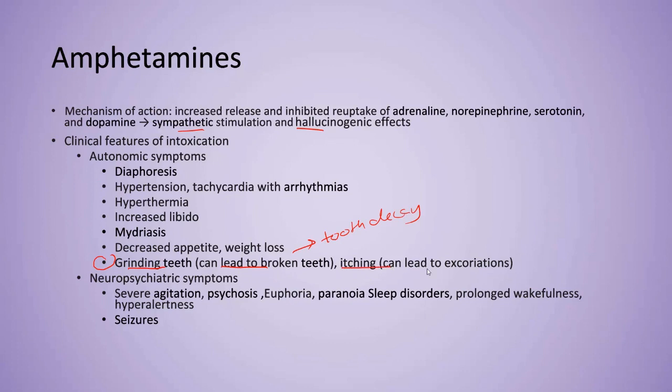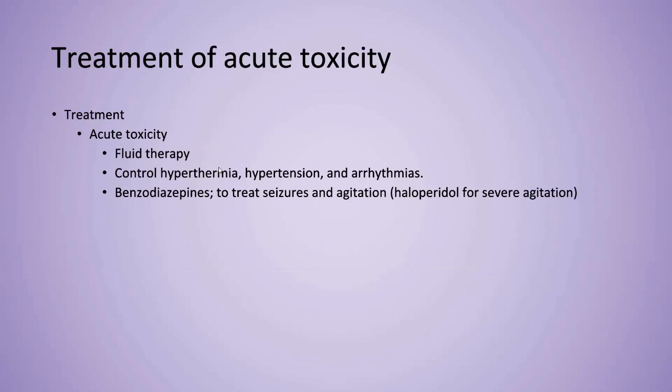And you can also have itching. You can also have itching in cocaine, but this is a way to distinguish it from your bath salts. Okay. And again, severe agitation, psychosis, euphoria, more or less, these things are similar. But I want you guys to remember this point, because if it's amphetamines, they will definitely mention this to make it distinguished from the rest. So when you have acute toxicity of amphetamines, what you do is you give fluid therapy. You have to control the hyperthermia, hypertension, arrhythmias, and give benzos to treat seizure and agitation.